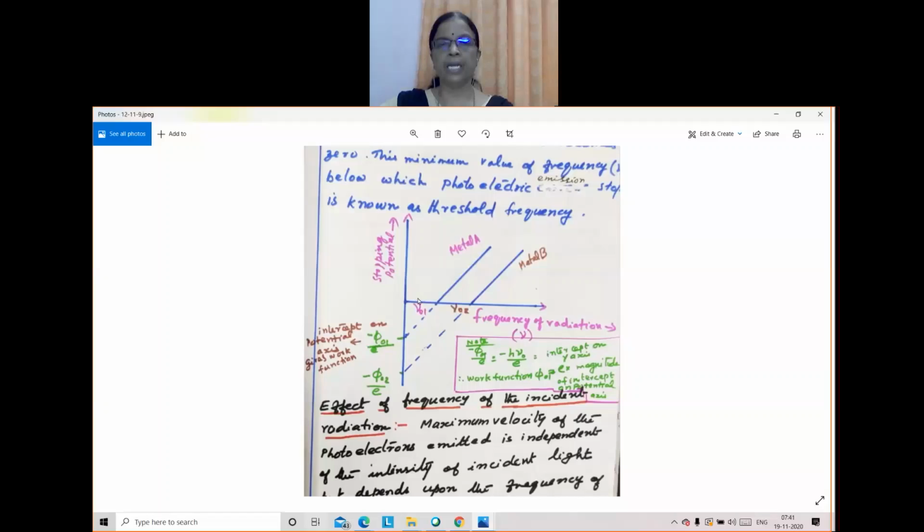There is no ejection of electron below the threshold frequency. Above the threshold frequency, they are directly proportional.